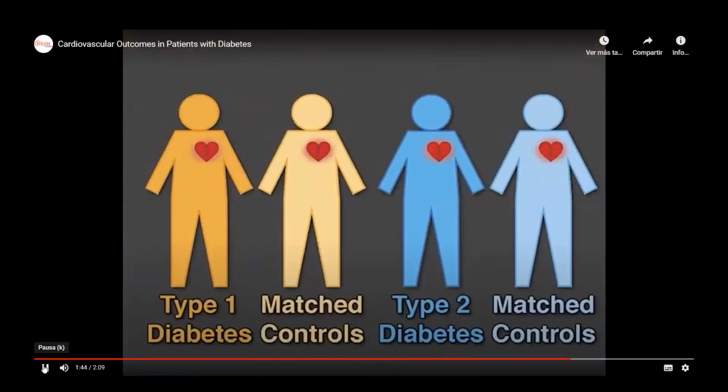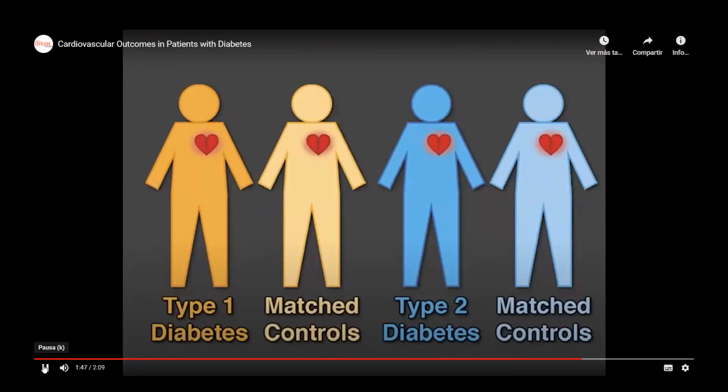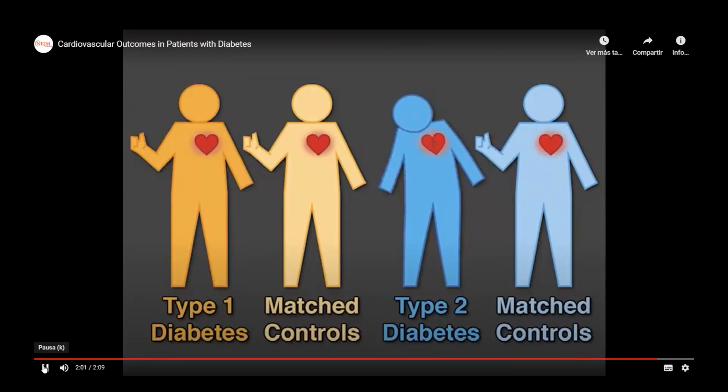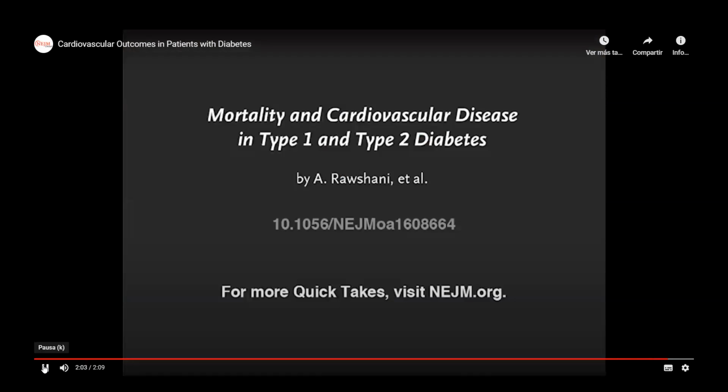The authors conclude that mortality and cardiovascular disease have declined for patients with diabetes. For most cardiovascular outcomes studied, event rates have decreased at least as quickly for patients with diabetes as for matched controls. However, as compared with matched controls, patients with type 2 diabetes had a smaller reduction in fatal cardiovascular outcomes. Full study results are available at nejm.org.